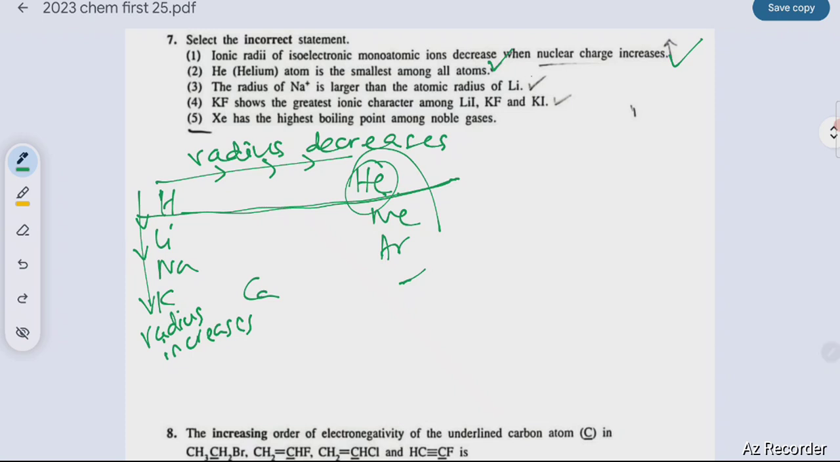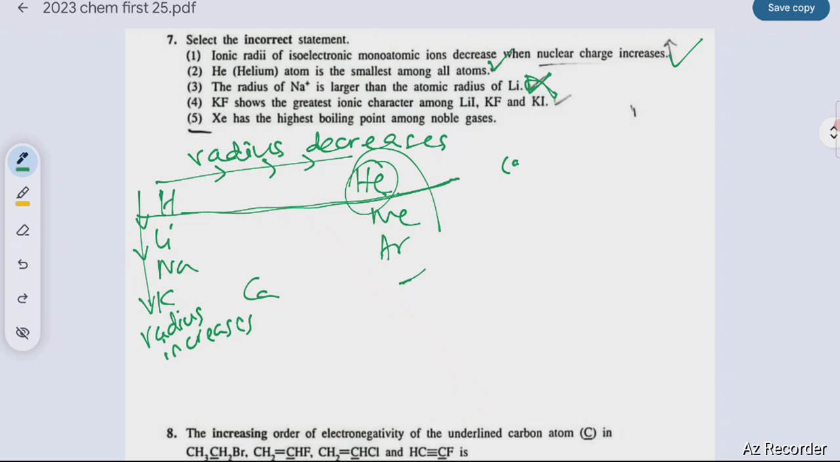Is it correct? No, it is wrong. The radius of sodium plus is larger than the atomic radius of lithium is wrong, because cations have lower radius than the neutral atoms. So sodium plus has a lower radius than the neutral atom lithium.